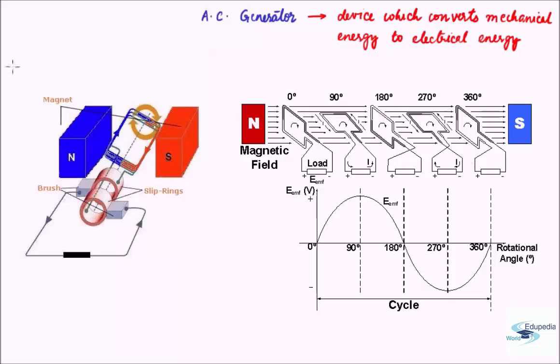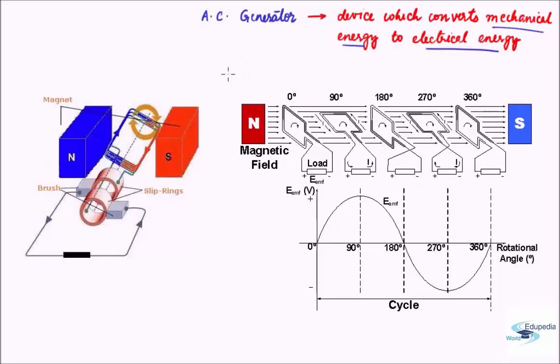In today's lecture we will discuss the first practical application of electromagnetic induction. We'll see how an AC generator works, but before that let's see what an AC generator is. An AC generator is basically a device which converts mechanical energy into electrical energy, and it uses electromagnetic induction in order to do this. With this background, let us see the construction of an AC generator.